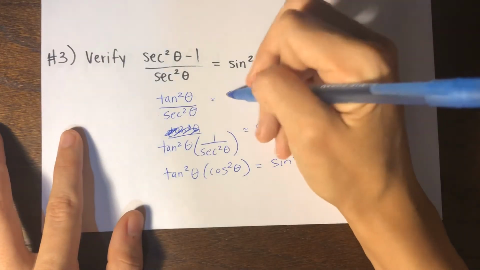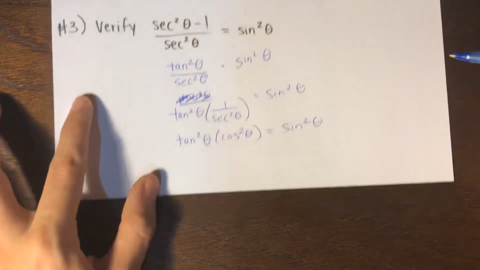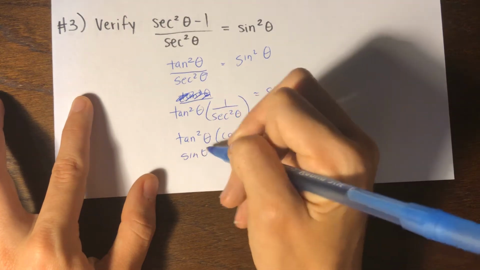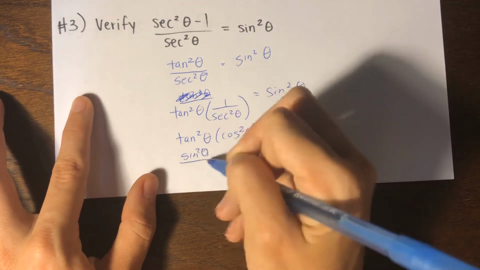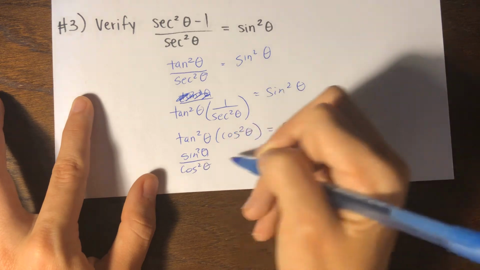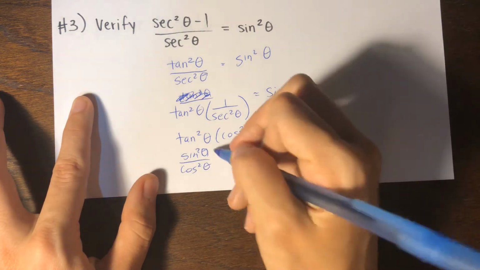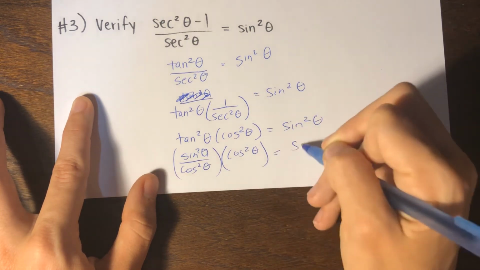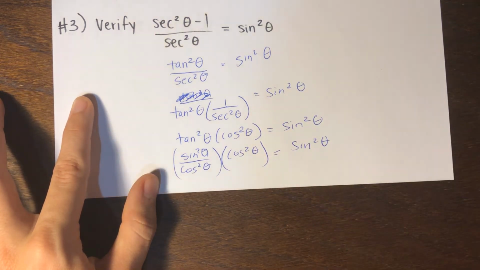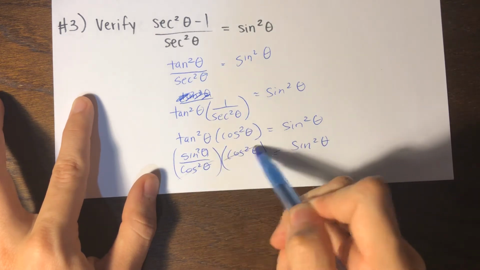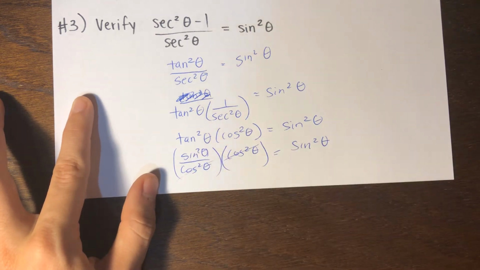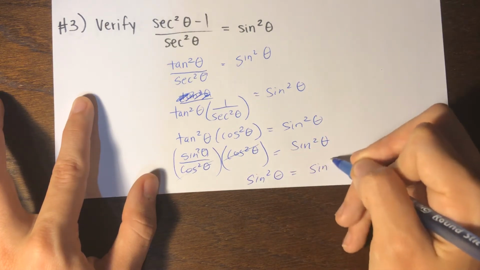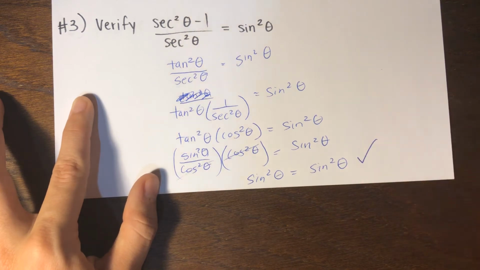Sorry, you guys couldn't see that. So I know that tan was sine theta over cosine theta, and we can just add in the squares. We need to verify that this is equal. If I cross multiply, I'm left with sine squared over 1. So sine squared theta is equal to sine squared theta. So this has been verified.